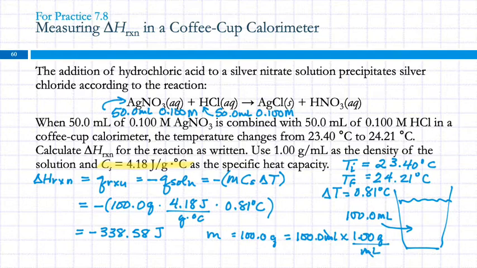So it's asking for delta H for the reaction as written. So delta H reaction. We're looking for the heat for how much silver nitrate. The chemical reaction says 1 mole, right? Well, how many moles of silver nitrate reacted? We've got 50 milliliters and 0.1 moles per liter. We can figure that out.